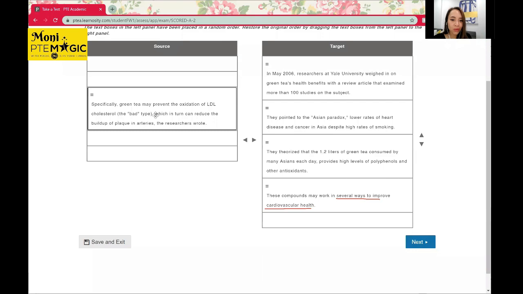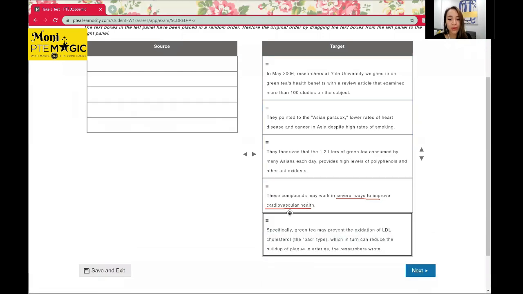So the last one must be this to explain further. Specifically, green tea may prevent the oxidation of LDL cholesterol, the bad type, which in turn can reduce the buildup of plaque in arteries, the researchers wrote. So this is our answer here. Okay, next one.